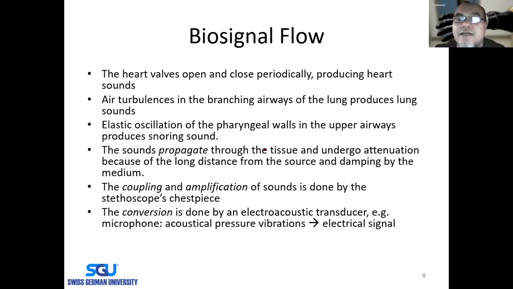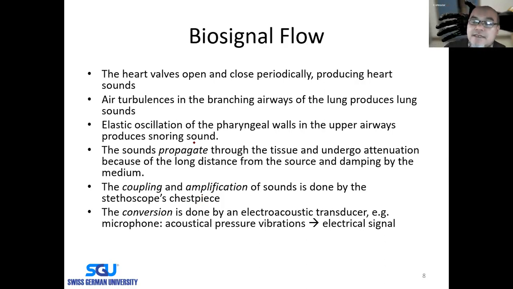Then the sounds propagate through the tissue and undergo attenuation because of the long distance from the source and damping by the medium. So the tissue here, the muscles, skin, and fat, dampen the sound. Dampen means it attenuates the sound amplitude. Then the coupling and amplification of the sound is done by the stethoscope chest piece.